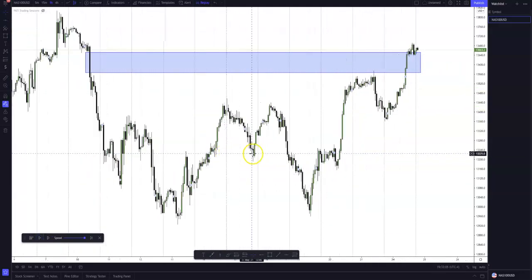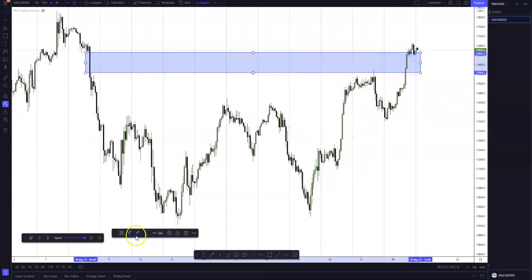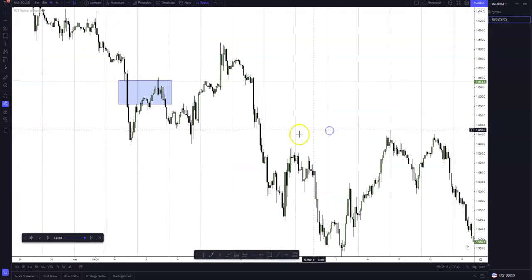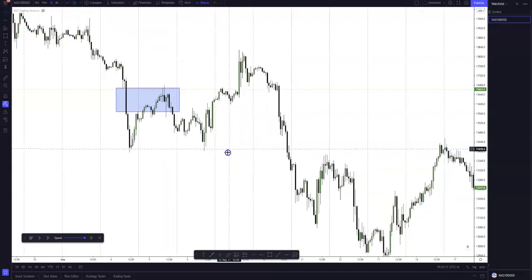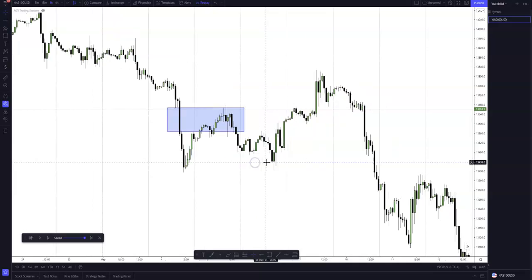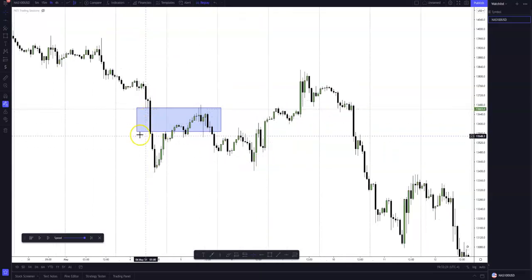Boom. Finally gets it. So these unfilled areas, it had to get filled. And I love it when it's unfilled and it's dropping. Here's another example. This black candle.